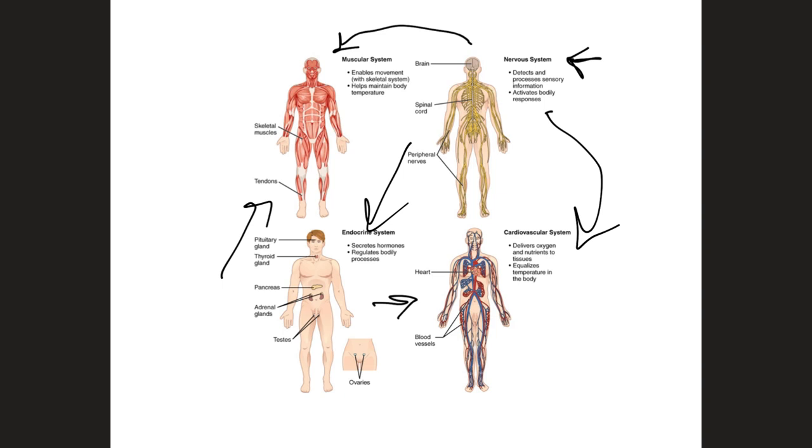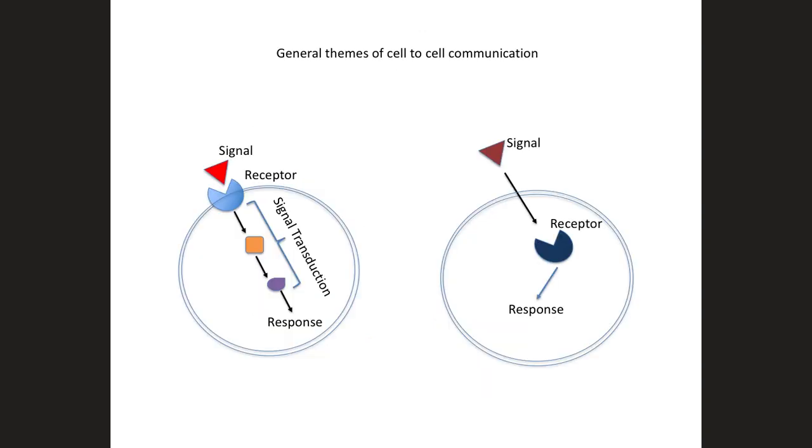All this communication happens between cells, and really it comes down to how cells send signals, how they receive them, and how they make sense of them. There are general themes that scientists have identified with respect to how cells send signals, and when the cell receives a signal, how they make sense of it. Obviously it always starts with a signal.